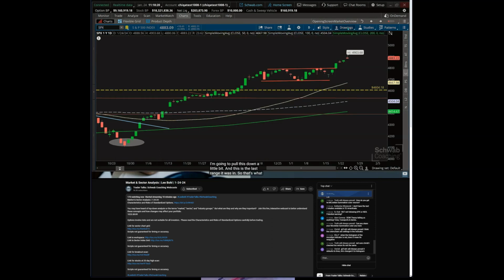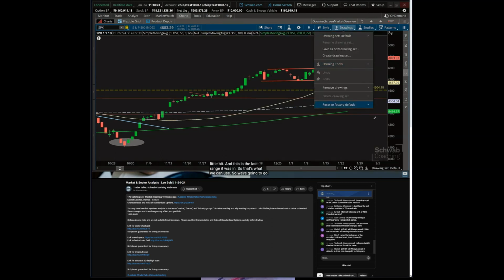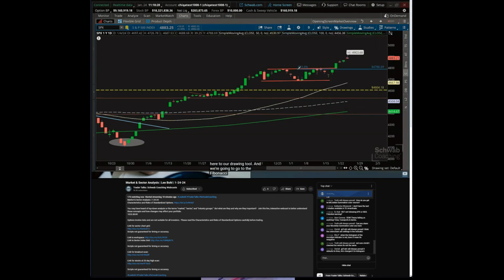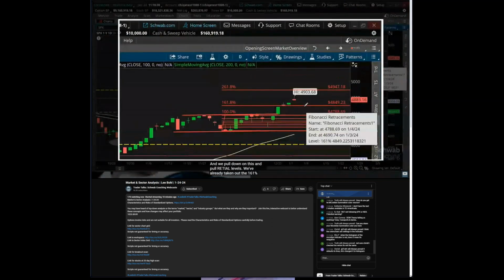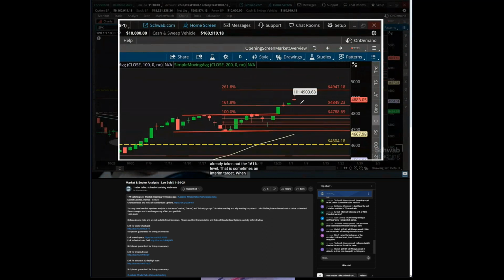So we're going to go here to our drawing tool, and we're going to go to the Fibonacci function right here, and we pull down on this, and potential levels, we've already taken out the 161% level. That is sometimes an interim target. When that is exceeded, some traders believe you've got an okay chance of going to the next level, which is the 261% extension, which on the S&P would be 49.4718. All right.